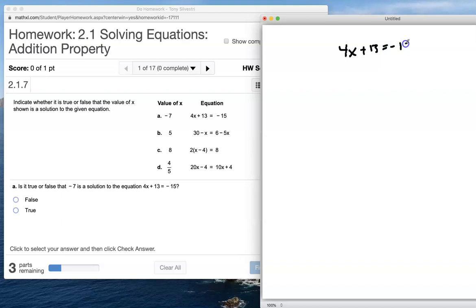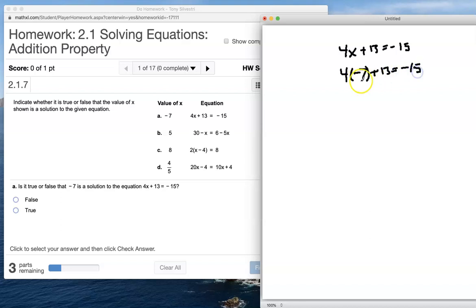Now, let's plug in that number. When you plug numbers into an equation, it's important that you put parentheses around that number. So x is like a placeholder for a number. They want us to put -7 in for x and just do the rest of the equation out. Copy it down.